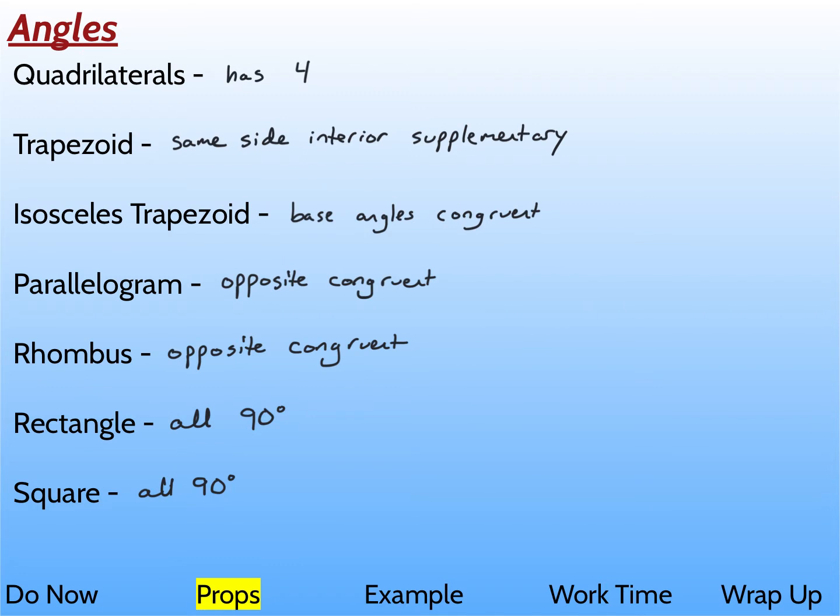In looking at the angles, quadrilateral, again, nothing special. Trapezoid, the same side interior angles are supplementary. In an isosceles trapezoid, the base angles are congruent. On a parallelogram and a rhombus, the opposite angles are congruent. And in a rectangle and a square, all the angles are 90 degrees.